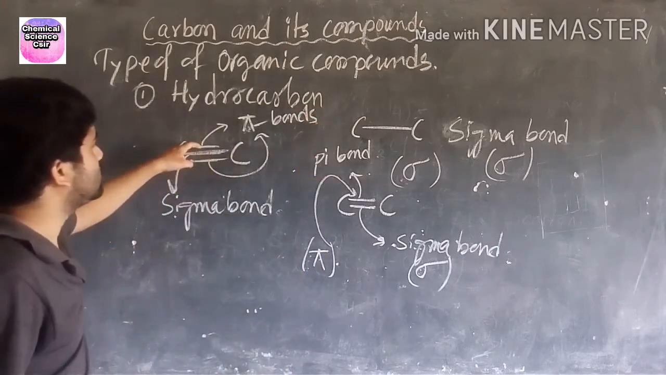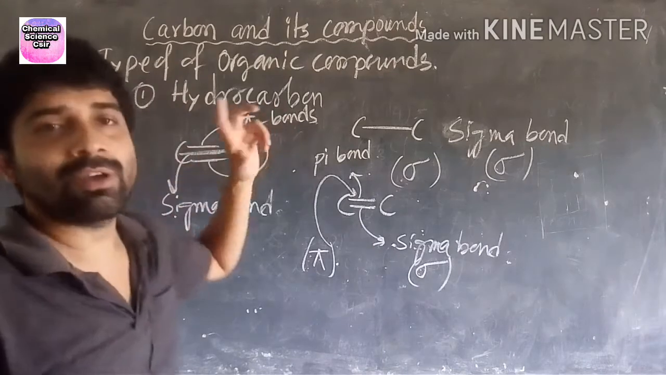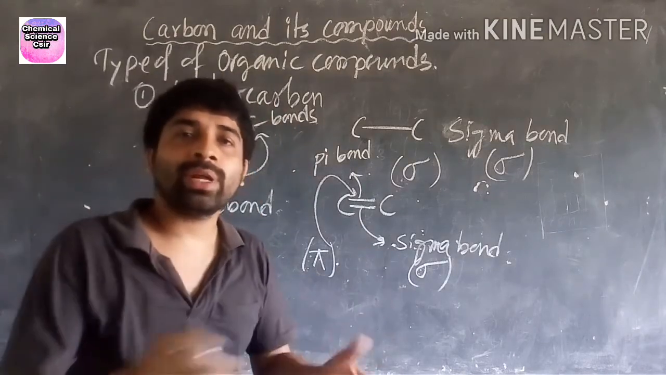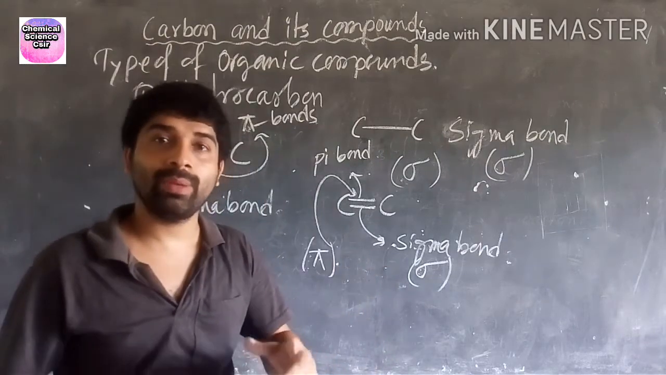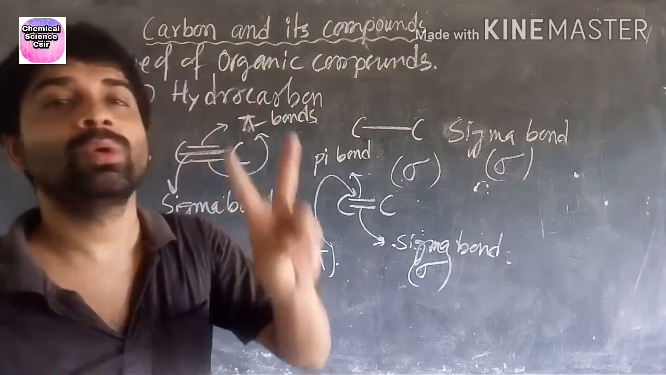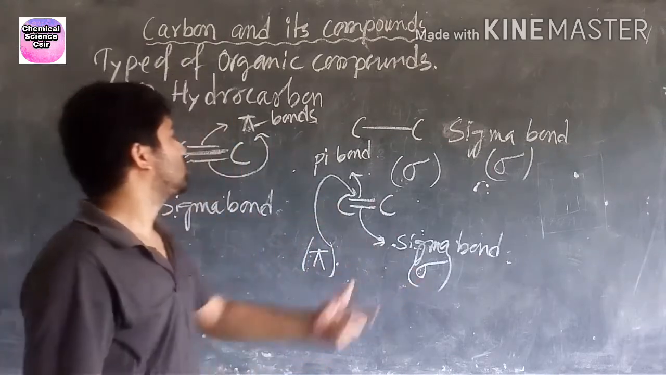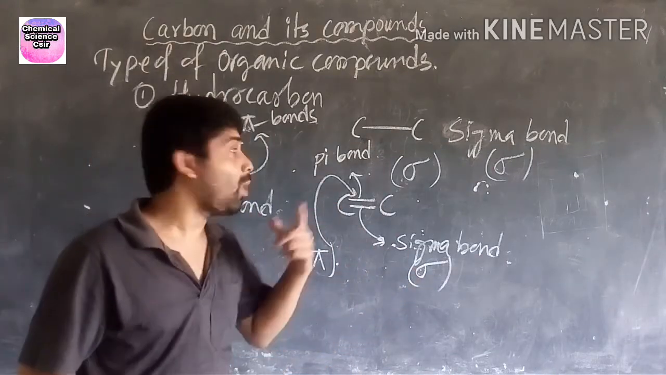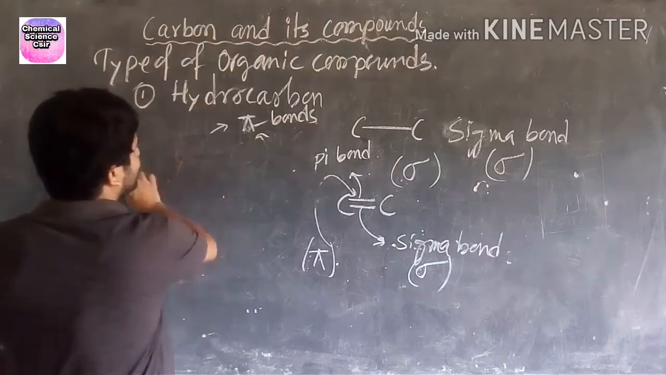So these are pi bonds. In a carbon carbon triple bond, how many bonds are present? There are two pi bonds and one sigma bond. Okay. Now see overall how to represent it.